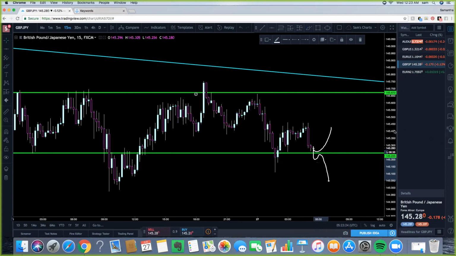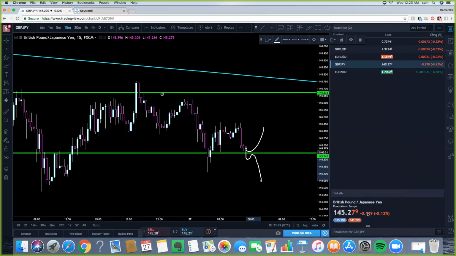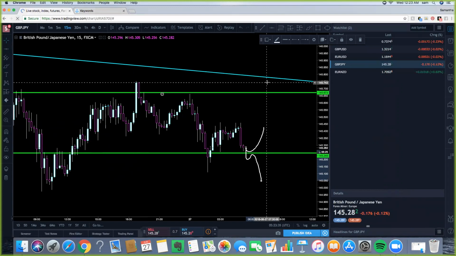Hold on, guys. I don't know why this isn't working for me right now. It's kind of odd. So let me refresh and see if that'll work. I apologize for the technical difficulties. But this is how I keep my personal trading journal, through my TradingView.